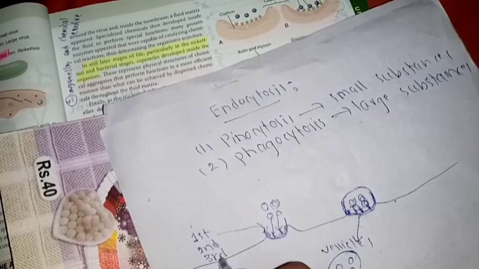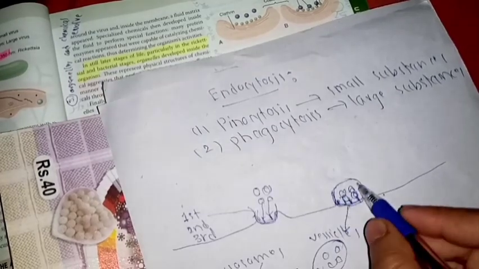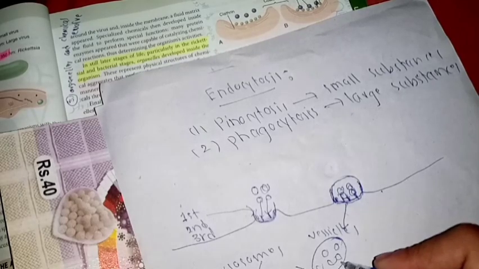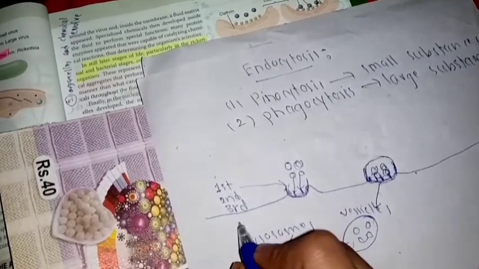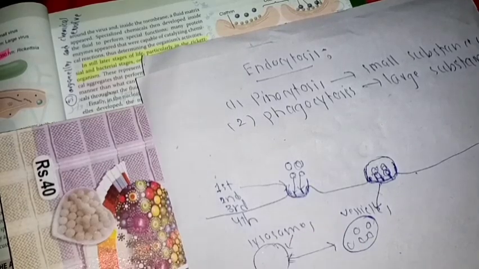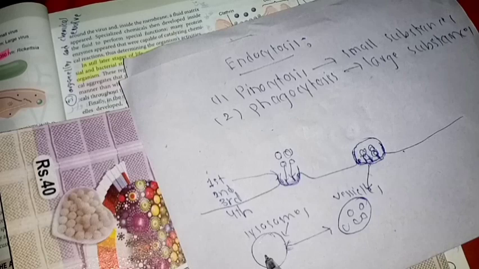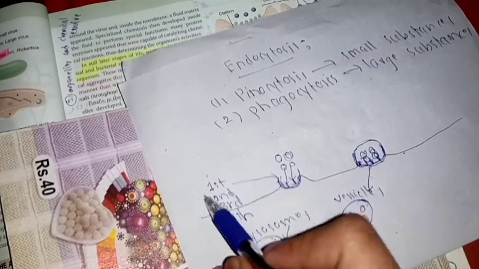Third, they will eventually separate from the cell membrane and go to the cytoplasm. And then the fourth step is they will combine with the lysosome and its substances will be digested by the lysosome. So these are the main four steps.